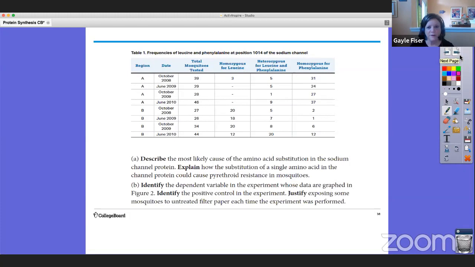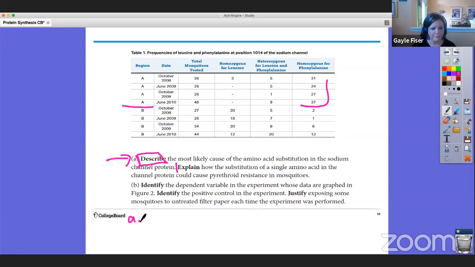Frequencies of leucine and phenylalanine at position 1014 of the sodium channel. Here in region A, it looks like most of them are homozygous for phenylalanine. And then in B, it looks like there is a combination, but most are homozygous for leucine. Okay, here's our job. Describe. Okay, we're going to describe the most likely cause of the amino acid substitution in the sodium channel protein.